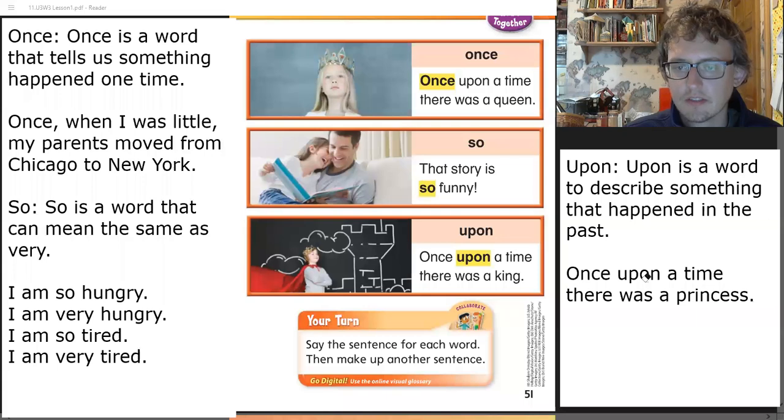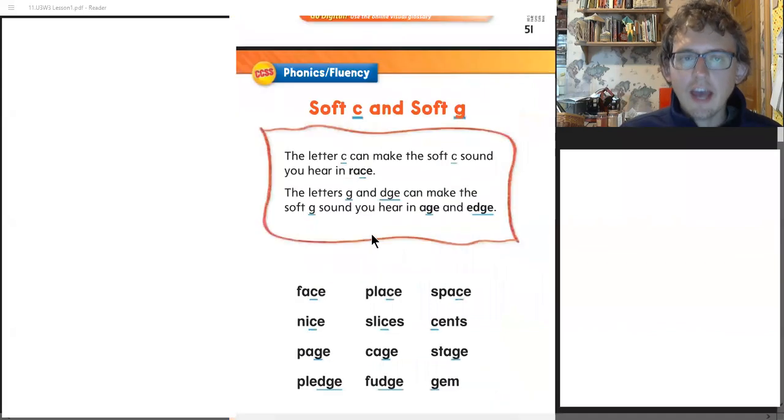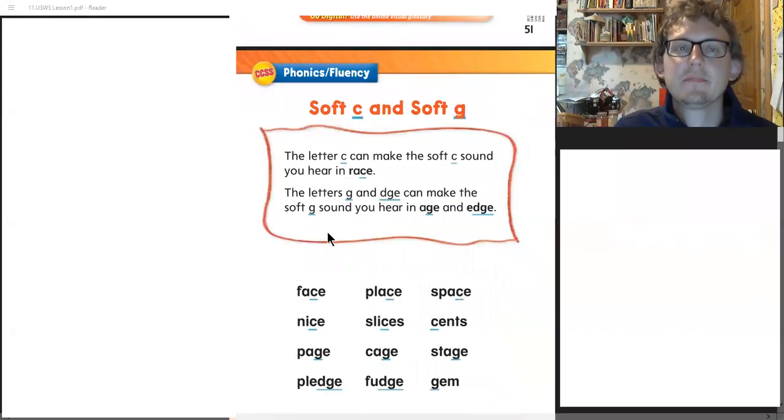Let me erase this. Okay. Yay! Today we are going to learn more phonics and fluency. So today we are going to learn the soft C and soft G, okay? The letter C can make the soft C sound you hear in race, okay? The letters G and DGE can make the soft G sound you hear in age and edge, okay?